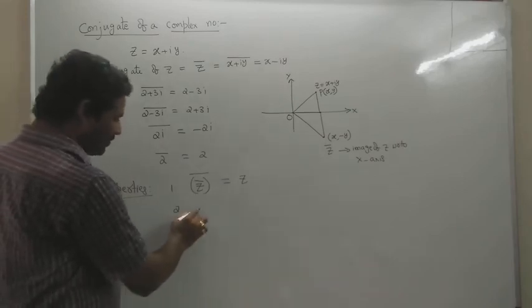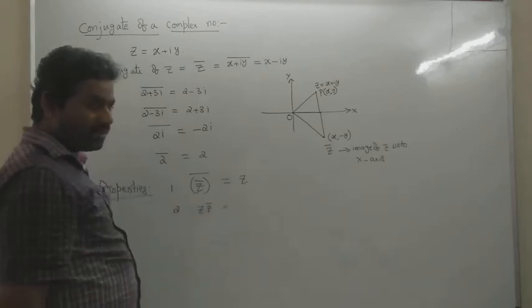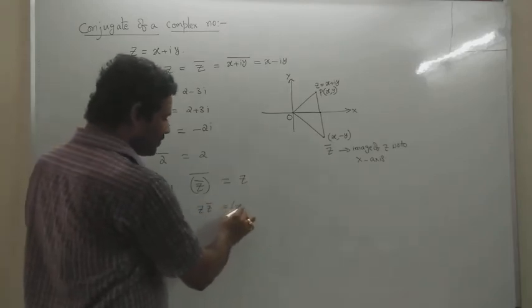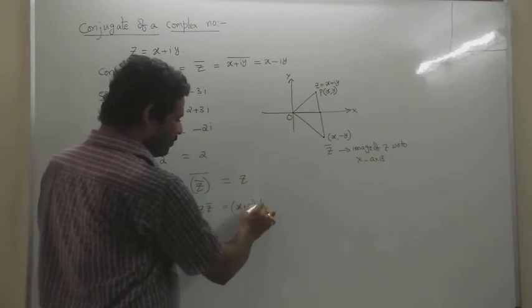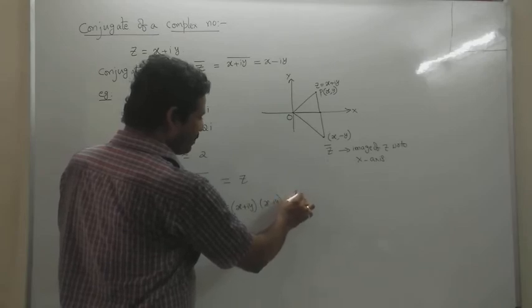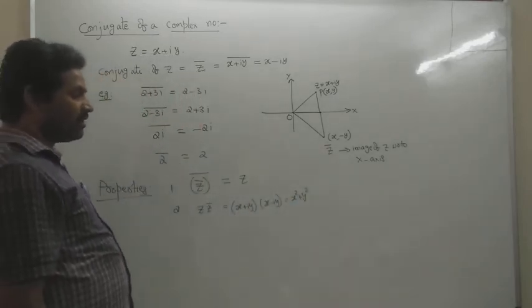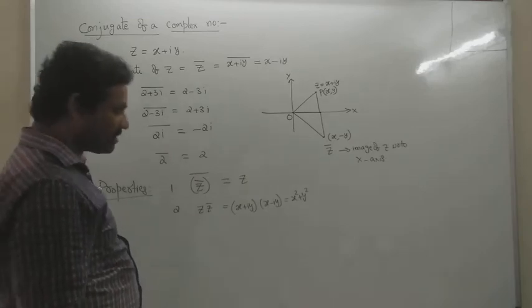The second one, z into z bar. What is z into z bar? x plus iy into x minus iy. What is this equal to? x square plus y square. Remember that z times z bar equals x square plus y square.